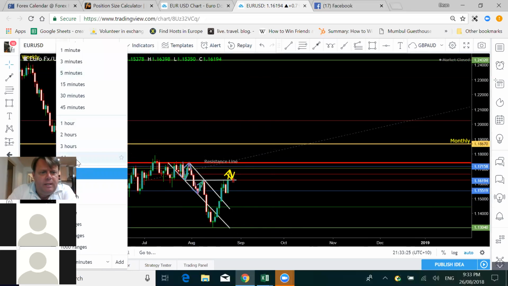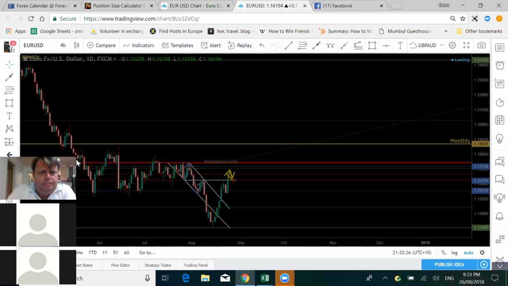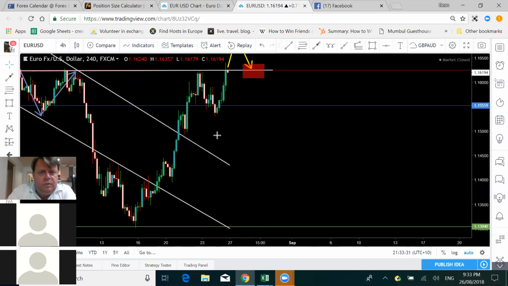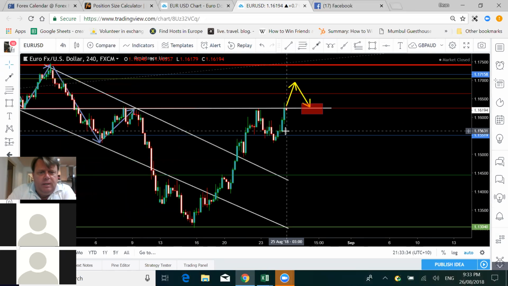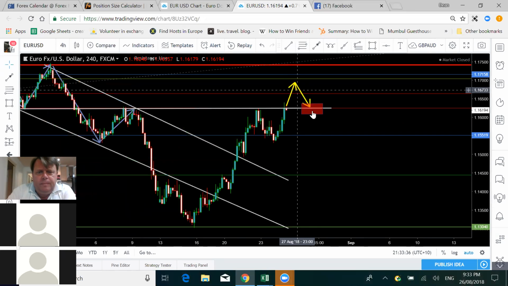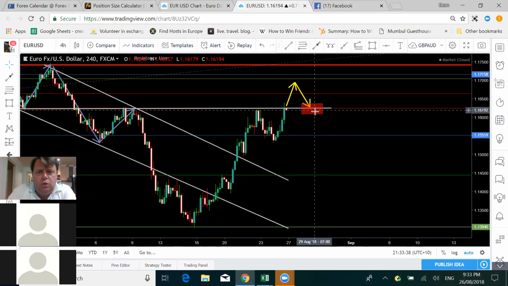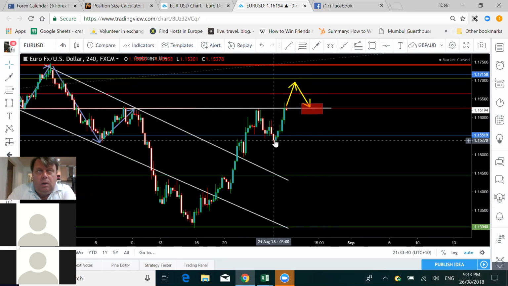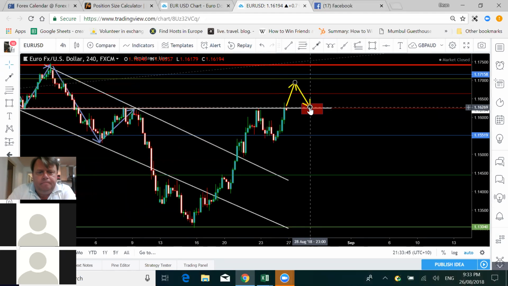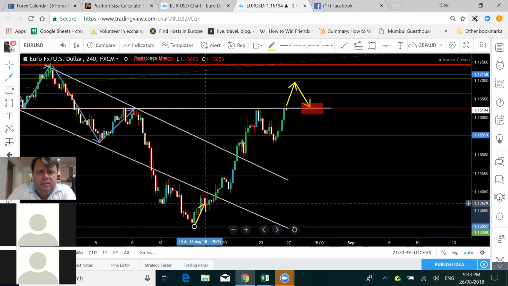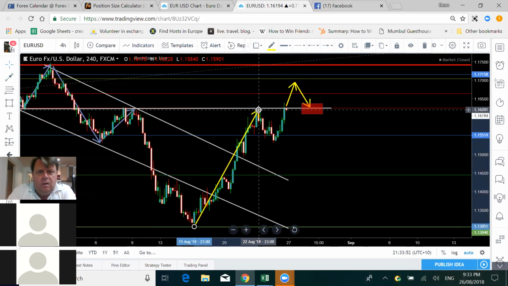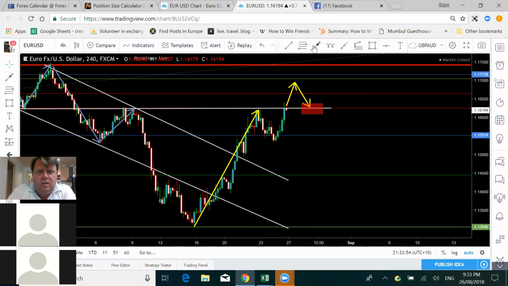And then in the 4 hourly, what we're looking for here is that new higher low based off that. So we've had the bounce. Then we've had that little downtrend, a little pullback.